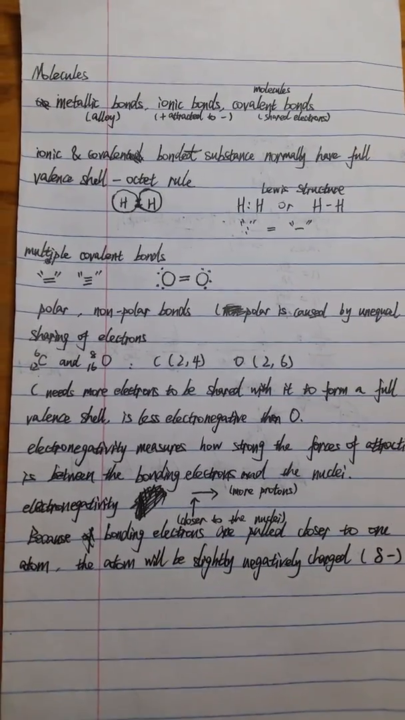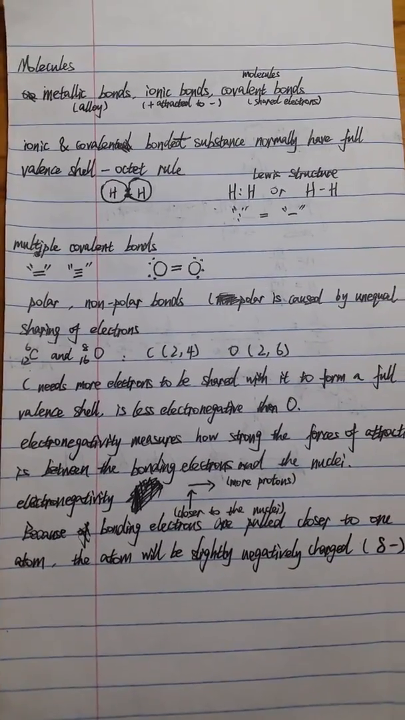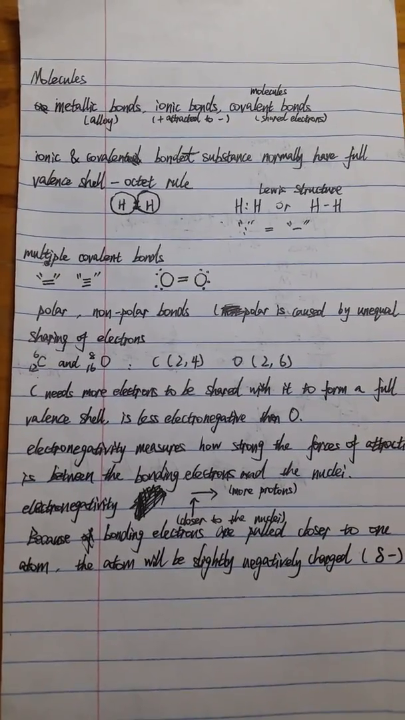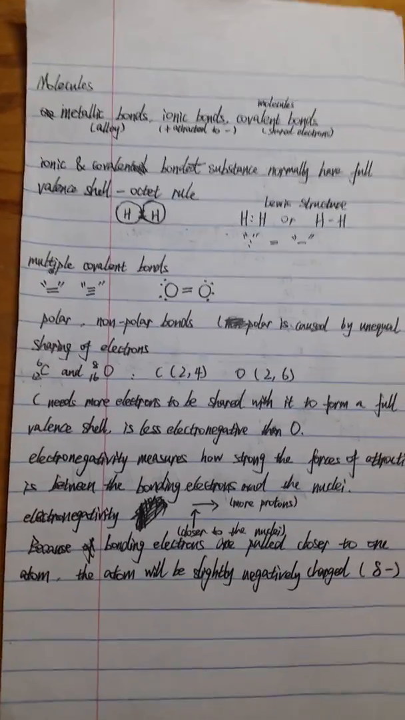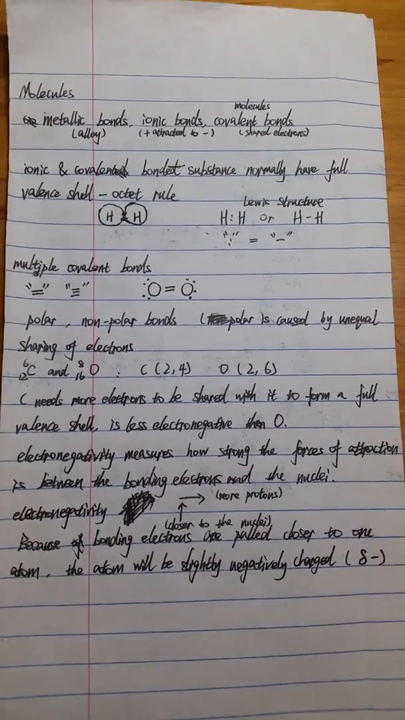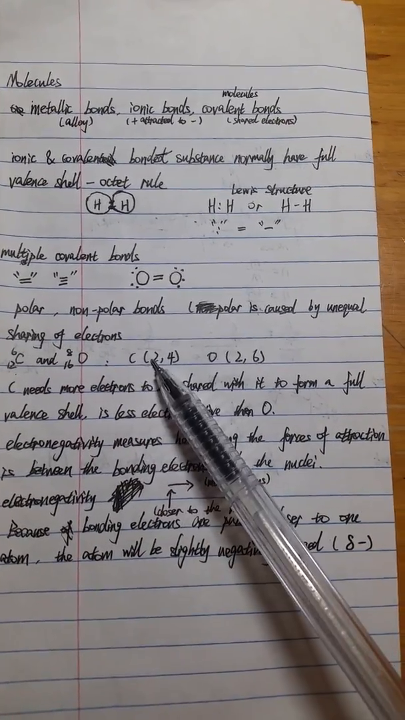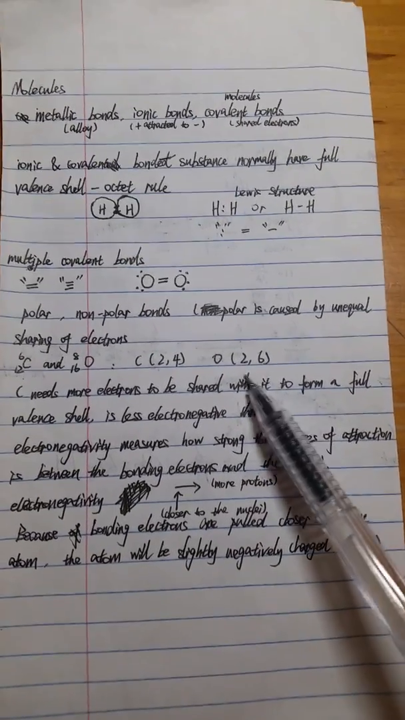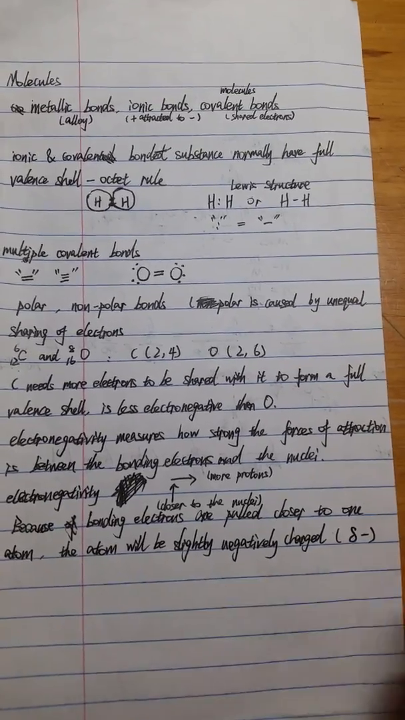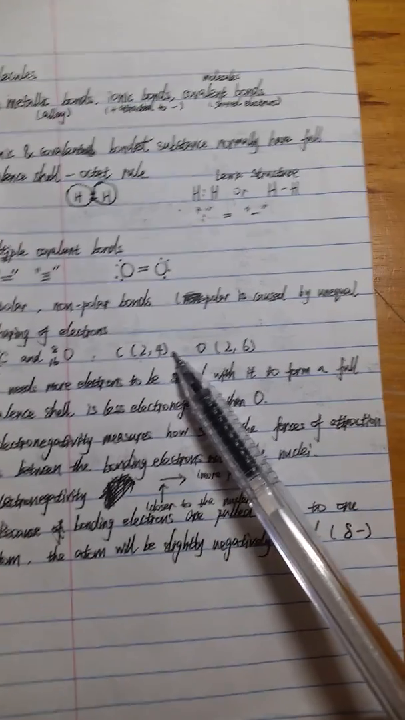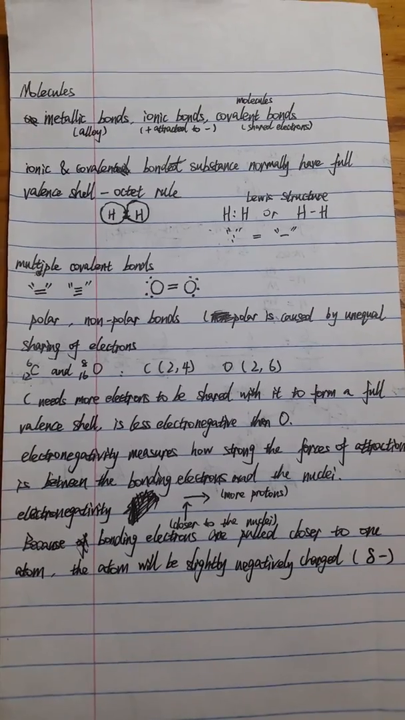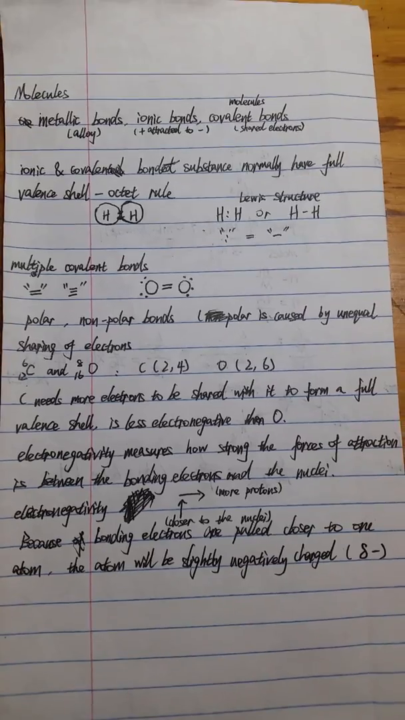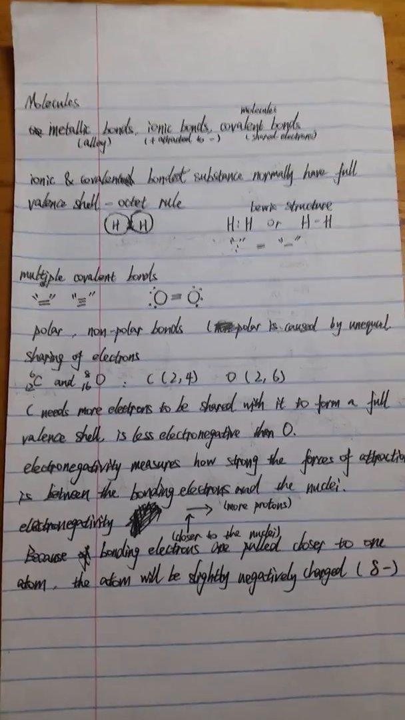And polar bonds are caused by unequal sharing of electrons, such as in carbon monoxide. Carbon has an electron arrangement of 2,4, and oxygen has an electron arrangement of 2,6. Carbon, obviously, having only 4 electrons, needs more electrons to be shared with it to form a full valence shell, so it's less electronegative than oxygen.